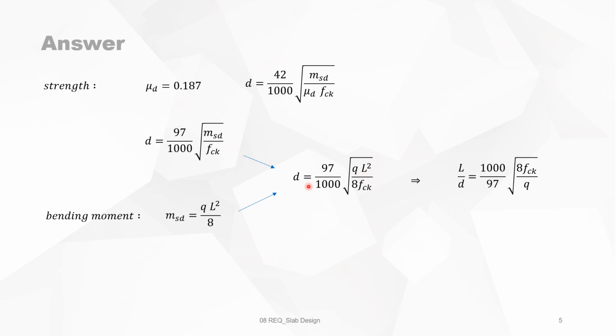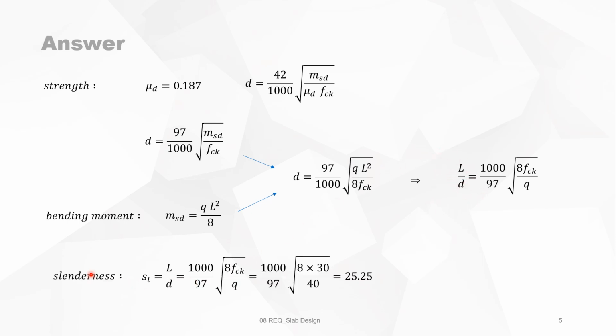get L over D out of this equation, or express the equation in function of L over D, and you get this expression. Note that this expression, in fact, is independent of the length of the span, because this is defined there. Slenderness is then L over D. L over D equals this.